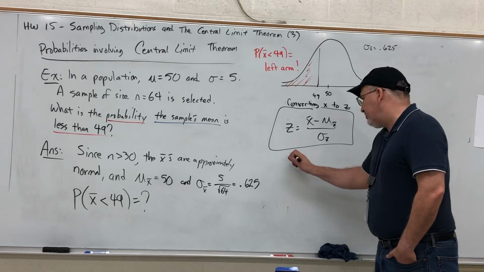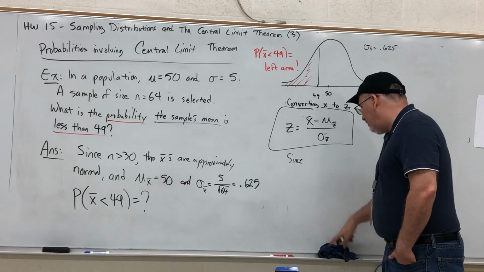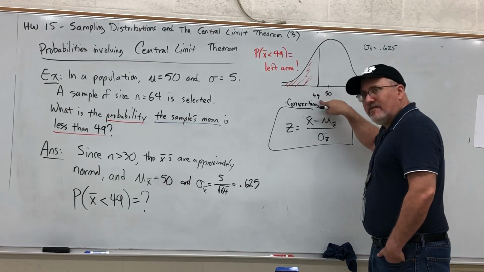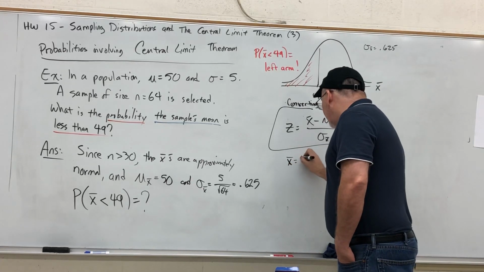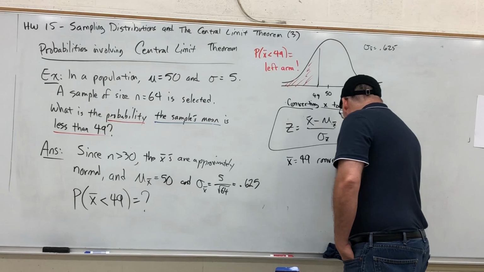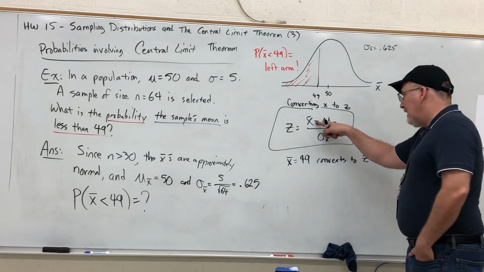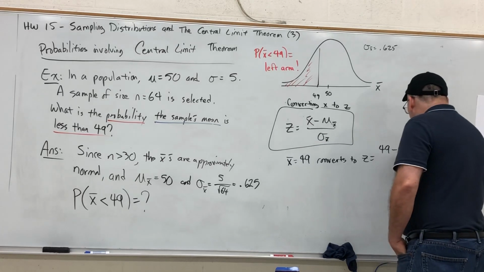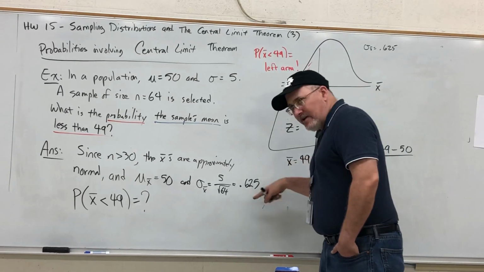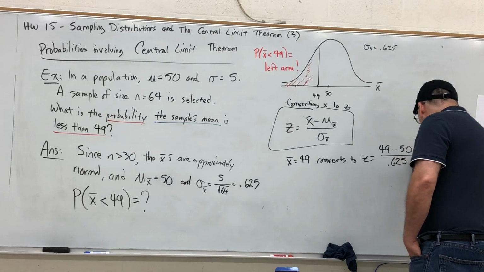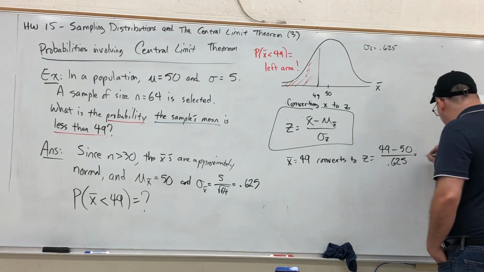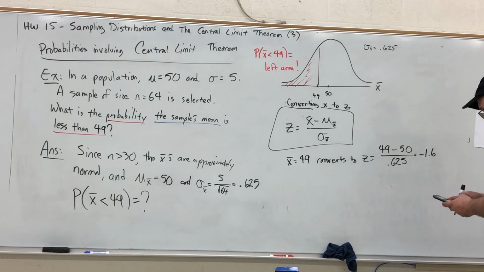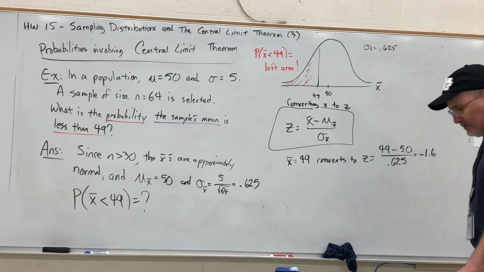So now we're ready to answer this. We're comparing x bar to 49, so this is the value we need to convert. So x bar equals 49 converts to z equals our x bar value minus the mean of all the x bar values, 50, divided by the standard deviation of all the x bar values, 0.625. And I believe this is going to be negative 1.6. But now's not the time to impress anybody. Who am I kidding? I know it's 1.6. All right.